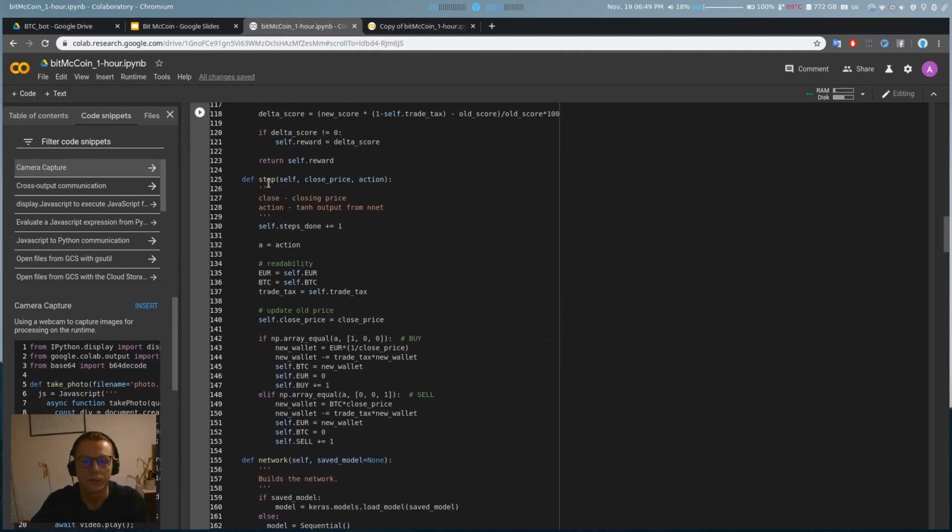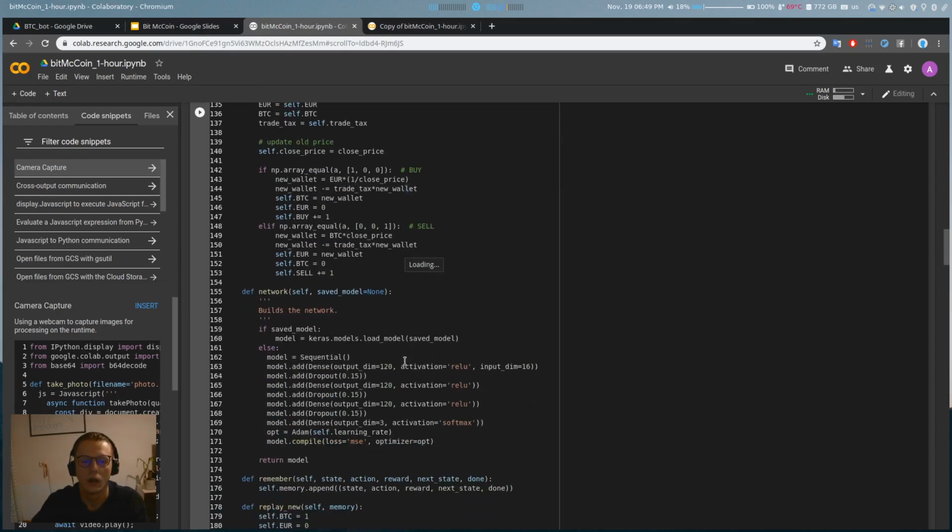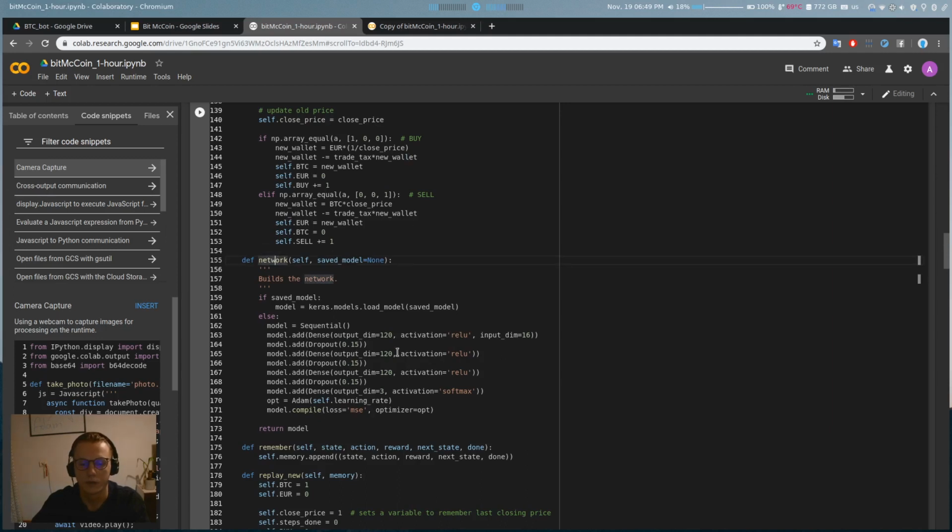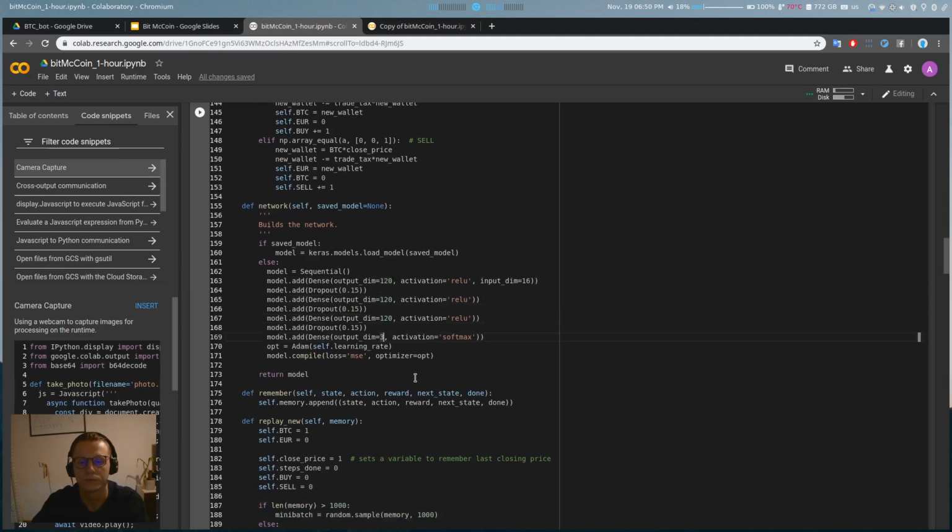Next up, we have the step function. So this one is called each time the bot makes a decision. If it decides to trade in any way or just do nothing, this one still will be called as well. Network, just the basic architecture of the network. I borrowed it from the example with the snake that I already linked in my previous video. Nothing really much, just 3 inner layers and an output layer with 3 classes, so buy, sell, or do nothing.